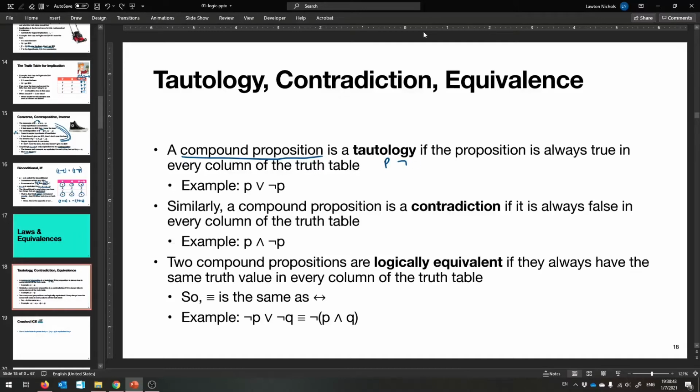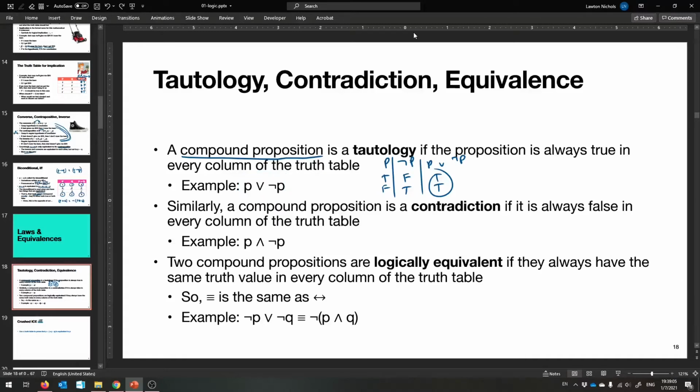P, oops, I want to write Q. So P can be true or false. Not P is just the opposite. And P or not P, well, one of these is always true in each row, so it's going to be true every time. So this is called a tautology when that happens. And you can come up with tautologies for even larger propositions.